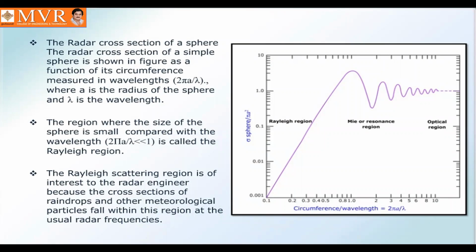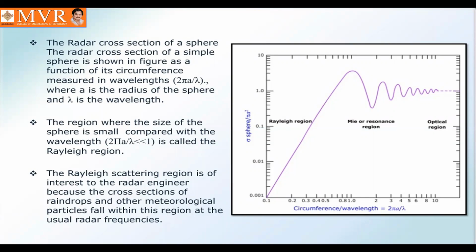That is supposed to be the wavelength. The circumference of the sphere in wavelengths is 2 pi a divided by lambda. Depending upon the value of 2 pi a divided by lambda, when compared to one, there will be 3 regions.